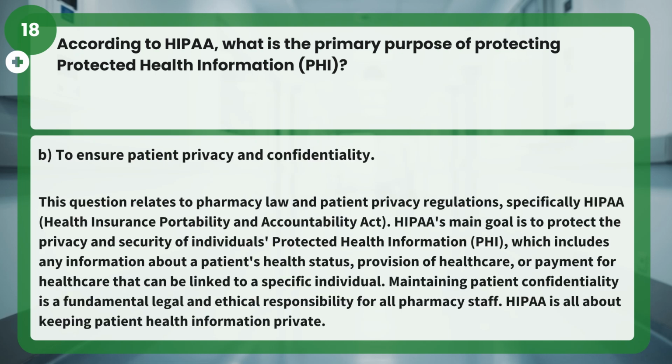Answer: B. To ensure patient privacy and confidentiality. This question relates to pharmacy law and patient privacy regulations, specifically HIPAA, the Health Insurance Portability and Accountability Act. HIPAA's main goal is to protect the privacy and security of individuals' protected health information, PHI, which includes any information about a patient's health status, provision of healthcare, or payment for healthcare that can be linked to a specific individual. Maintaining patient confidentiality is a fundamental legal and ethical responsibility for all pharmacy staff. HIPAA is all about keeping patient health information private.